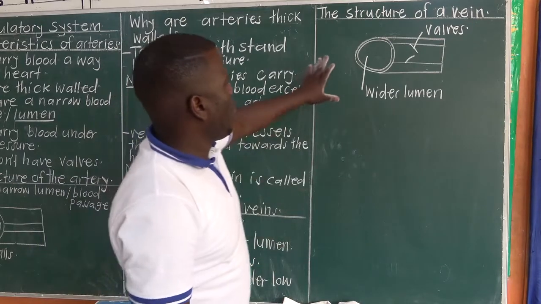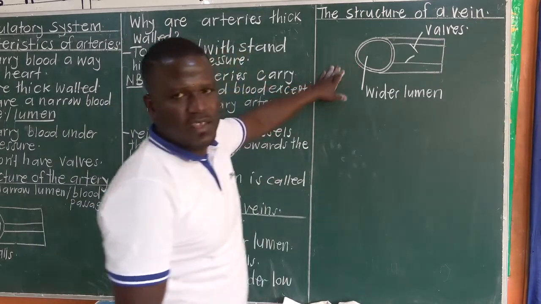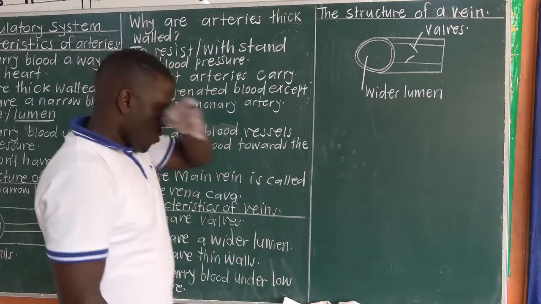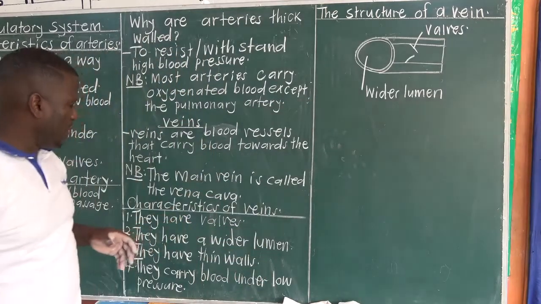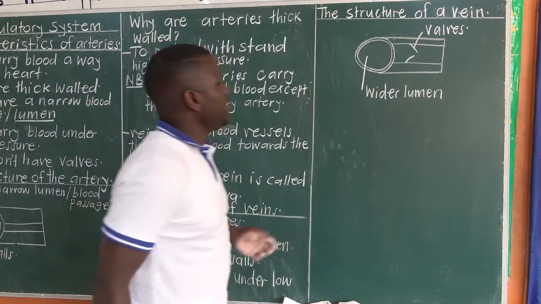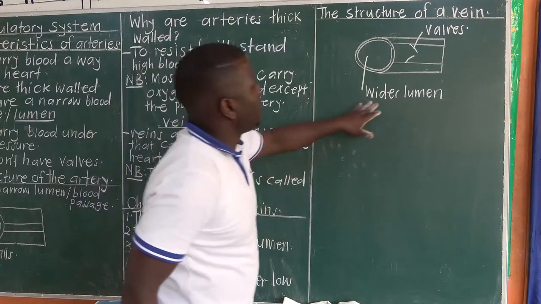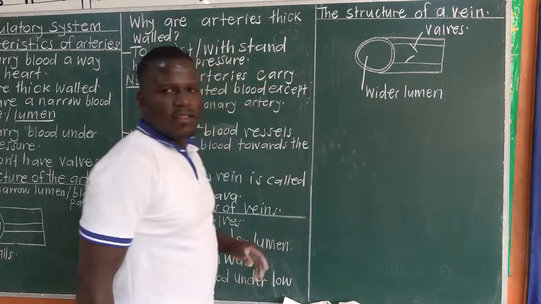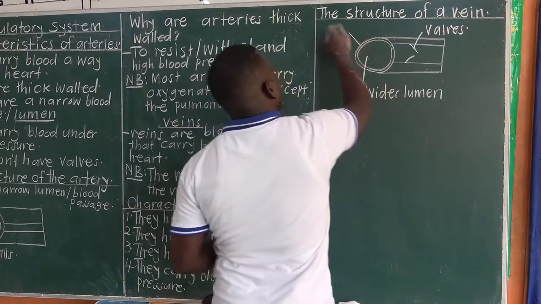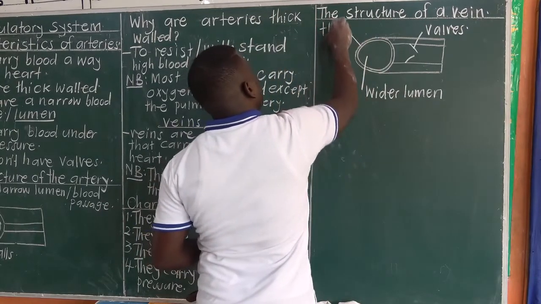Now, we look at the structure of a vein. Going back to the characteristics of veins, we said they have valves. These are the valves of a vein. Then we said veins have a wider lumen. Then they have thin walls.